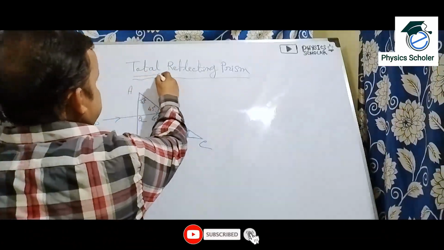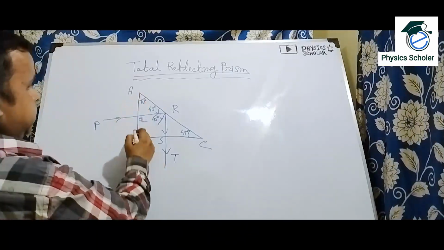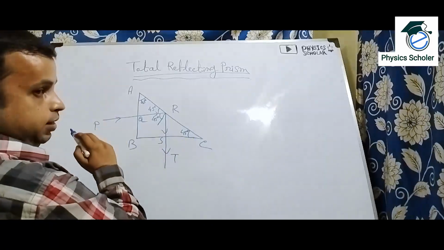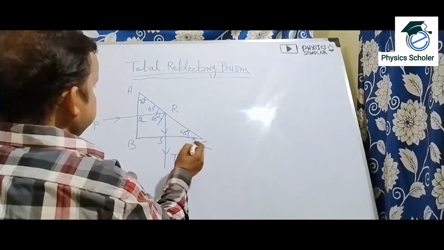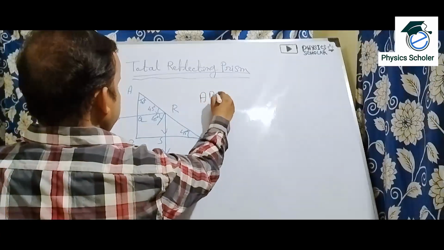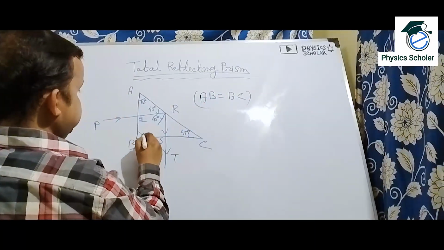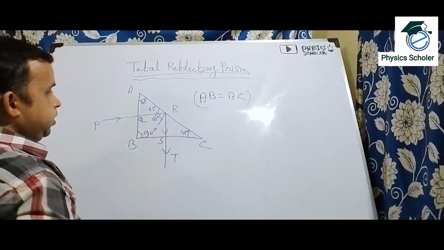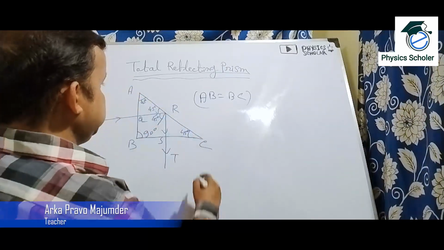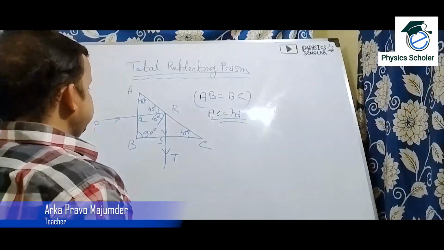First, we will learn today the total reflecting prism. Suppose this is a prism made of glass, and it is a right angle isosceles triangle. The cross sectional area of the prism is a right angle isosceles triangle. That means here AB is equal to BC, the two sides are the same. This is 45 degree and this is 90 degree. That is a right angle isosceles triangle. And this is the hypotenuse, AC is equal to the hypotenuse.